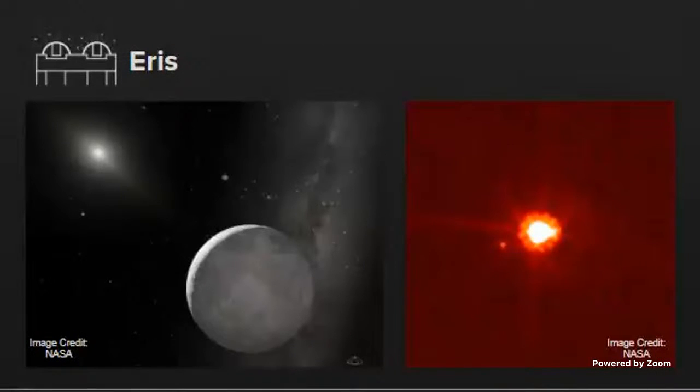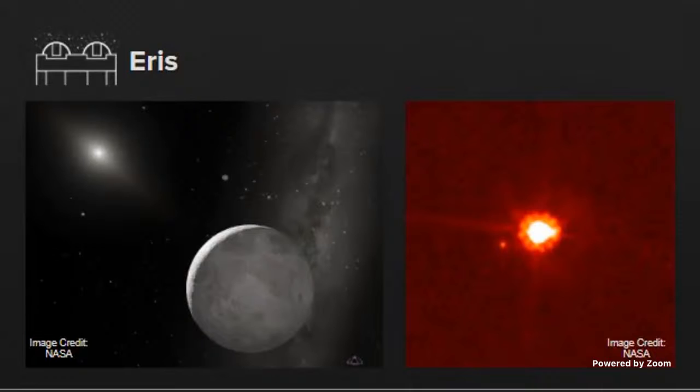Eris, the last one to be mentioned here, is in the scattered disk, not the Kuiper belt, more on that later, and is located 68 astronomical units from the Sun, making it the most distant recognized dwarf planet. It takes sunlight more than 9 hours to reach Eris from the Sun. It has a radius of 1,163 kilometers, making it around the same size as Pluto, but it's 3 times as far from the Sun compared to Pluto.